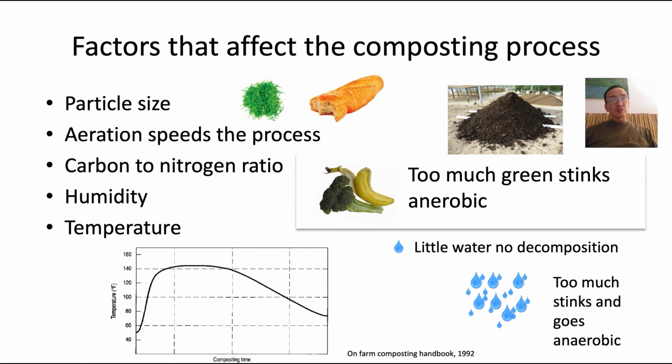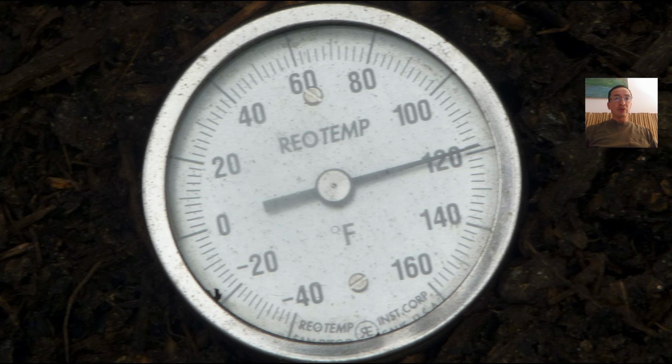So all this: particle size, aeration speeds, the process, carbon to nitrogen ratio, humidity, and temperature, those are all factors that interact between each other. And we need to make sure what happens. So I'll give you a few examples on temperature.